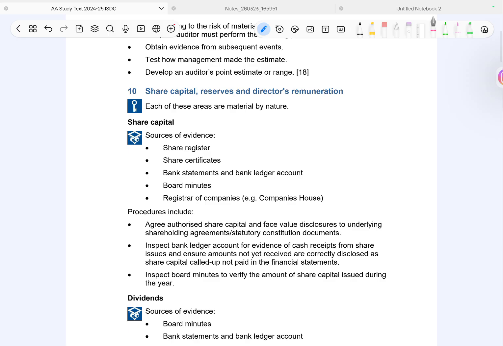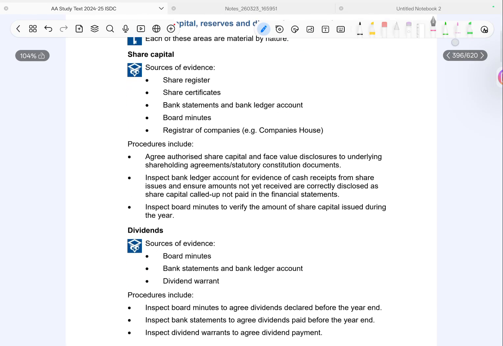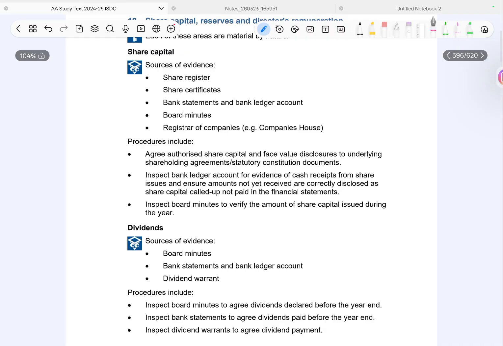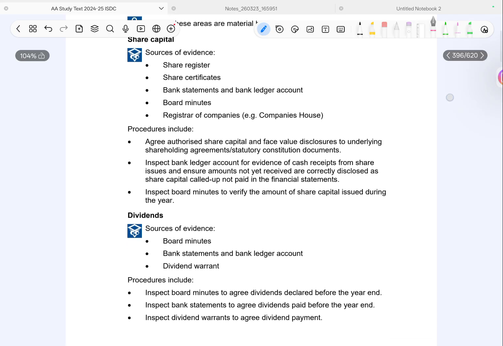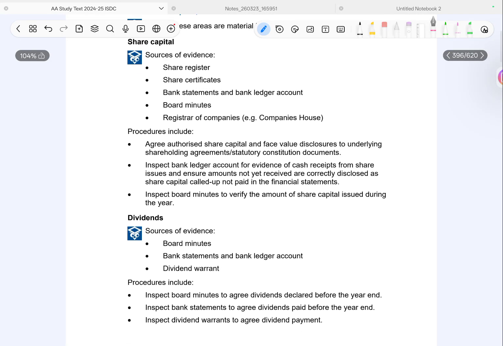Moving to share capital and reserves, these balances are material by nature. For share capital, key evidence includes the share register, share certificates, bank records, board minutes, and filings with regulatory authorities. Auditors agree authorized share capital and disclosure to legal documents and inspect bank records for proceeds from share issues. Board minutes are also reviewed to confirm the amount of share capital issued during the year.